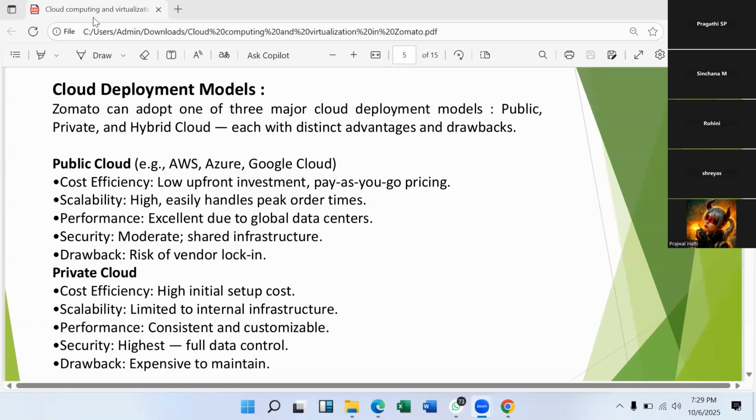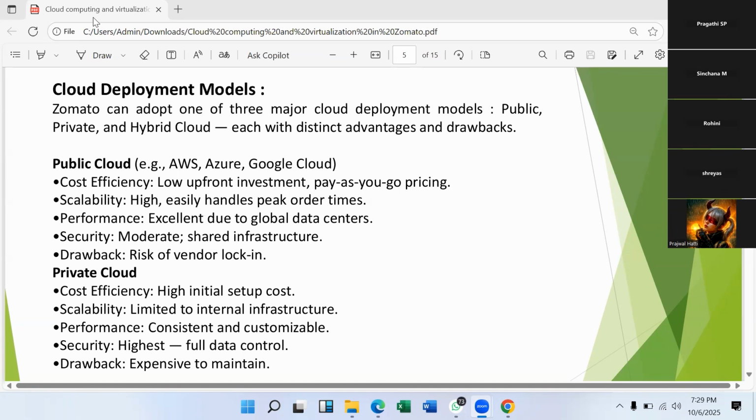Cloud computing and virtualization, cloud deployment models. Here we can see how Zomato uses cloud computing and the different types of cloud deployment models available. Cloud computing deployment simply means how a company sets up and manages its cloud infrastructure. The three main models are public, private, and hybrid cloud, each with its own benefits and drawbacks.